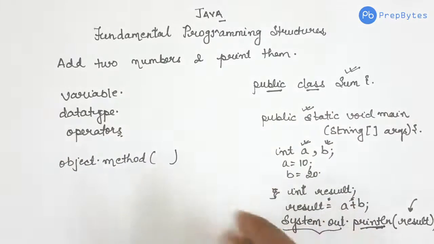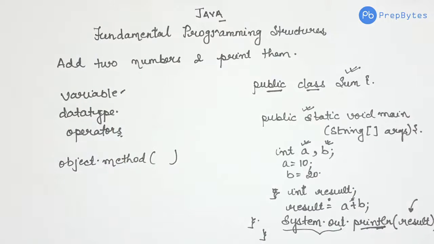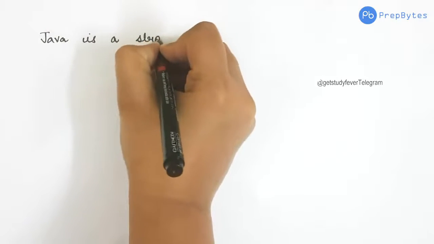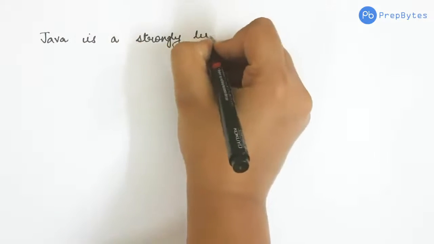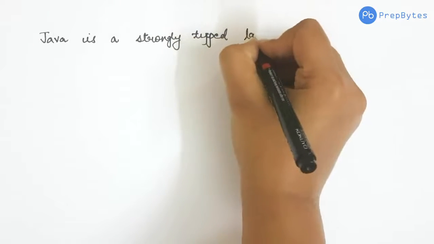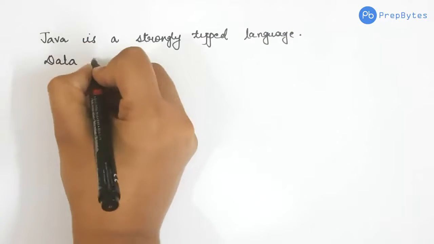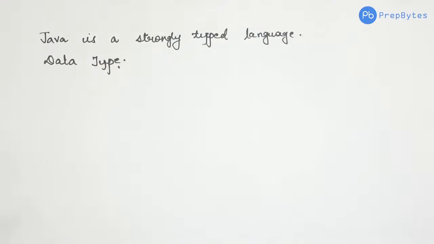So now let's start our discussion with variables. As I've said before also, a variable is something that is used to store a value in a program. And every variable must have a data type. Java is a strongly typed language, and each variable should have a data type. The data type tells the compiler whether the operations that we are performing are valid for this particular data type or not, or what operations we can perform on this particular data type.